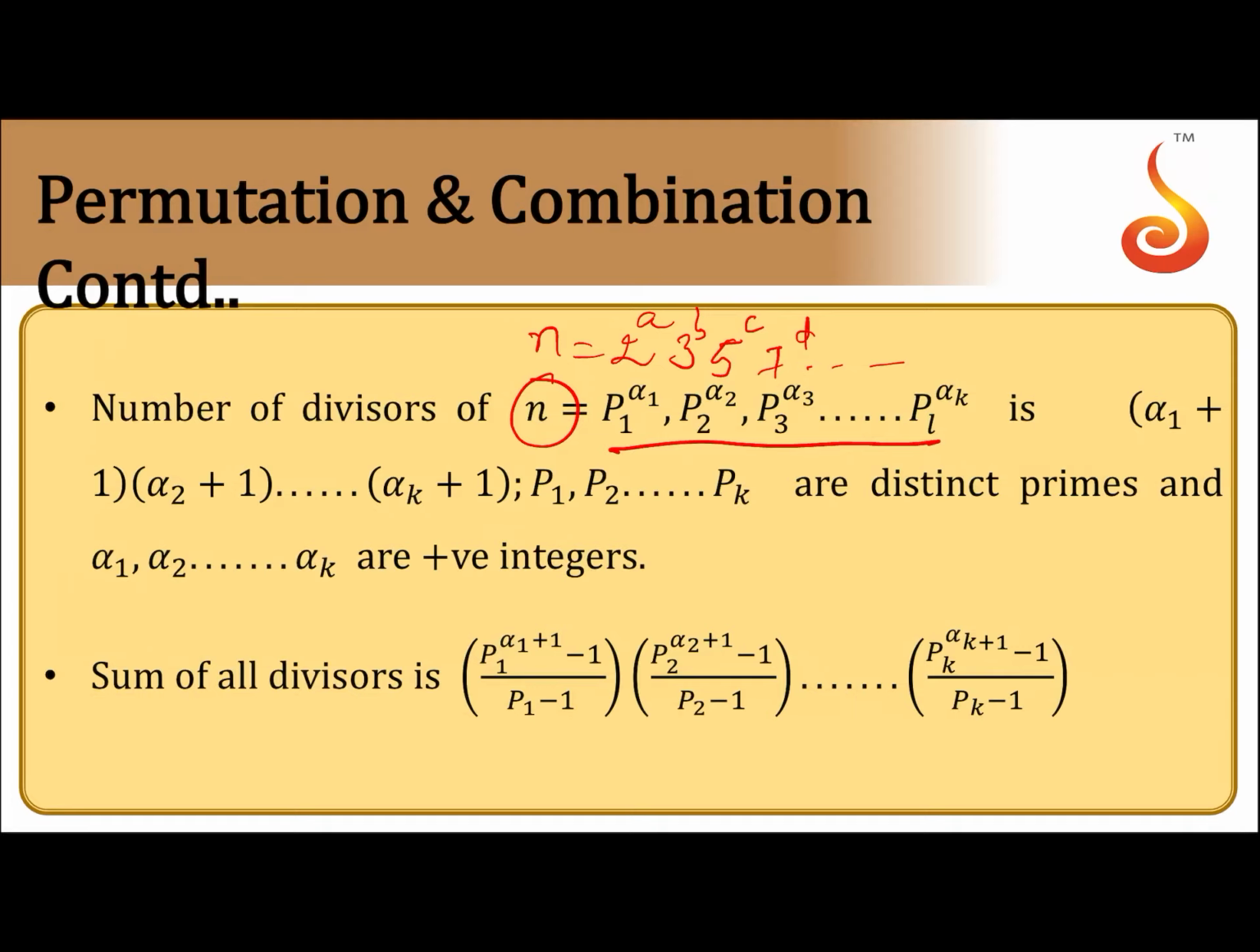If n is represented as a prime factorization, then you concentrate on the exponents alpha 1, alpha 2, alpha 3 and so on up to alpha k. Then the number of divisors of n is given by (alpha 1 plus 1)(alpha 2 plus 1) and so on (alpha k plus 1), and the sum of those divisors is given by (p1 to the power of alpha 1 plus 1 minus 1) by (p1 minus 1), times (p2 to the power of alpha 2 plus 1 minus 1) by (p2 minus 1), and so on.